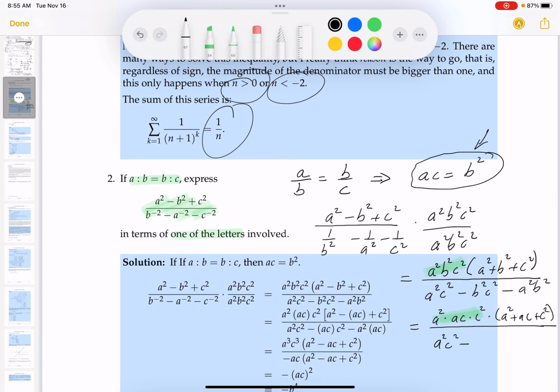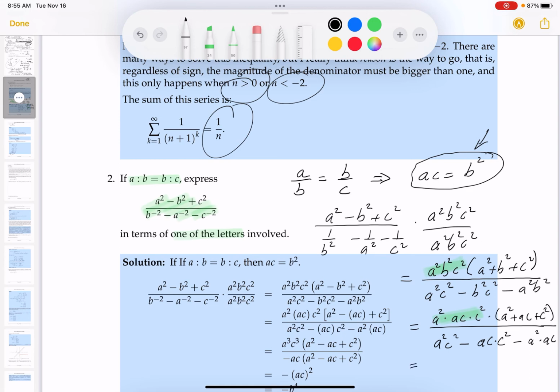Minus, well, what's the b squared? It's ac. So what do you get? ac times c squared. All right, I'm just doing the bottom now. Minus, well, let's see. What would you get? A squared, b squared. That's going to be a squared times, well, the b squared is just ac, right?